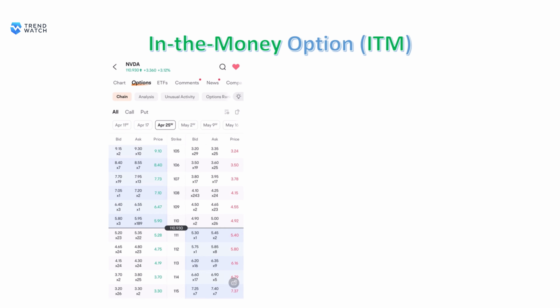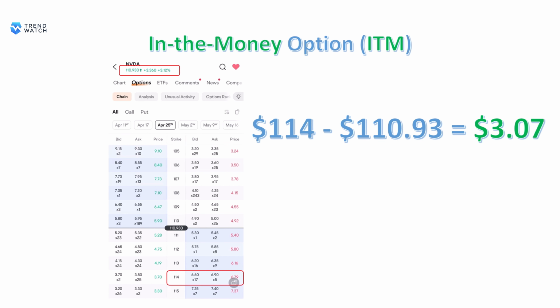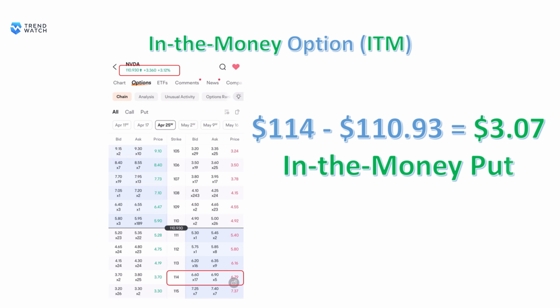Using the same options chain for NVIDIA expiring on 25th April. The current price is still $110.93. For put option strike price of $114, the buyers can exercise their right to sell the stock at $114. If they do not own the stock yet, they can immediately buy the stock at $110.93 to make a profit of $3.07. This put option is known as in-the-money put.